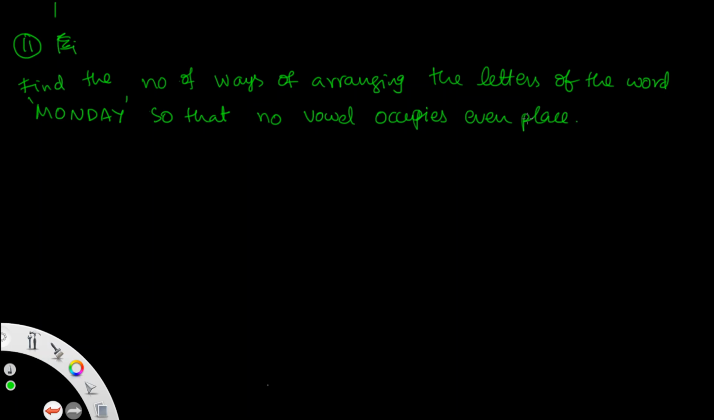In the question it is given that no vowel occupies an even place, so the vowels should be filled in the odd places. How many odd places are there? Three. The number of vowels is 2. So this can be done in 3P2 ways. And the remaining 4 consonants are there.